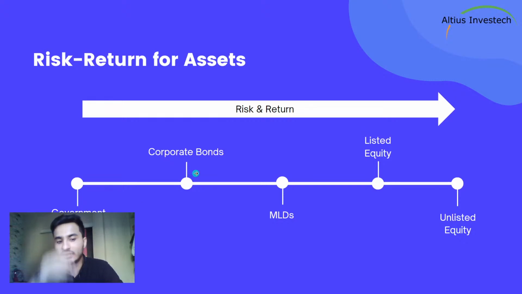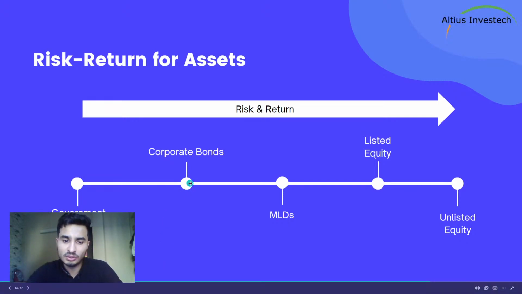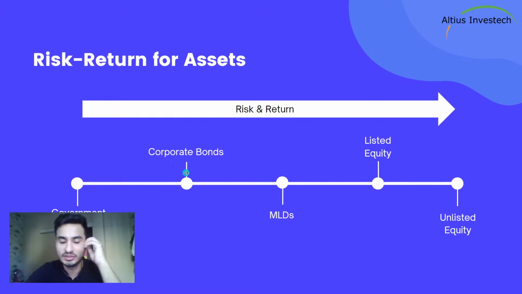So next is the corporate bonds. Corporate bonds have a higher risk when compared to the government securities, and even the returns are higher. So you can categorize them as a low risk, medium risk and medium return investment. Corporate bonds fetch a return anywhere between 11 to 13%.